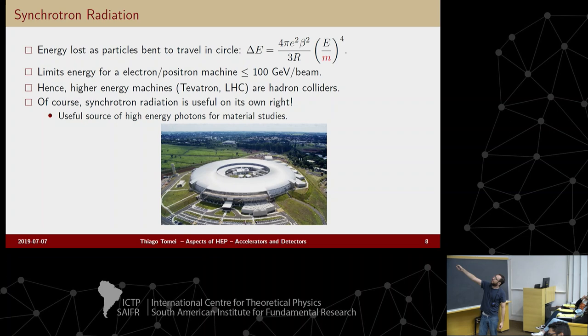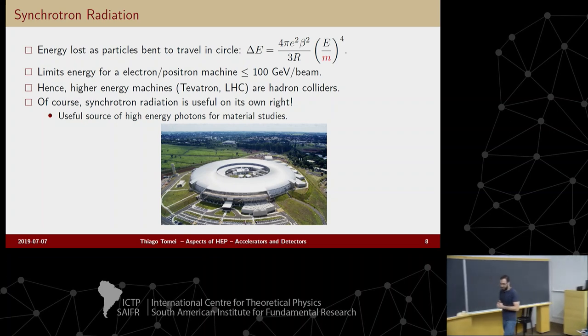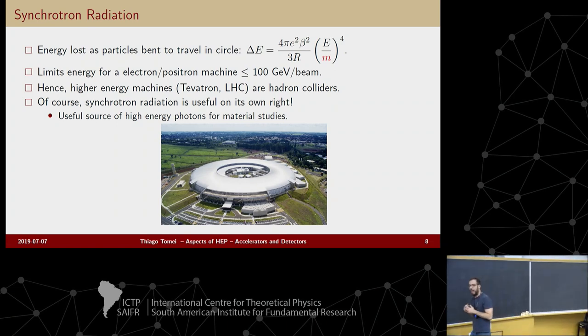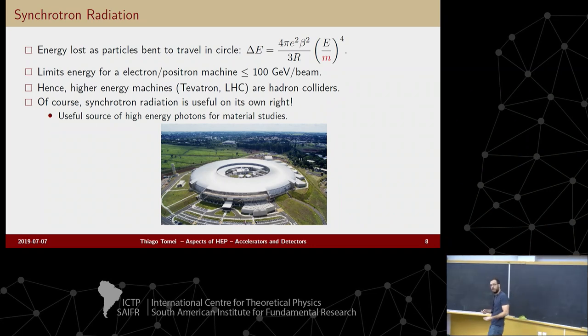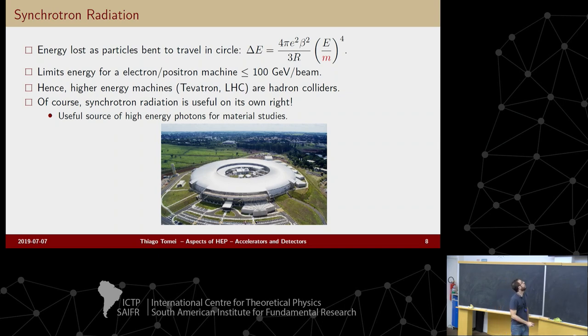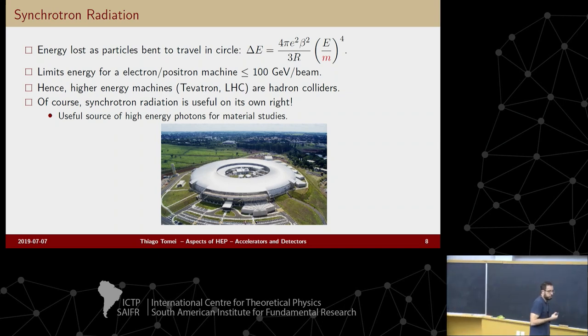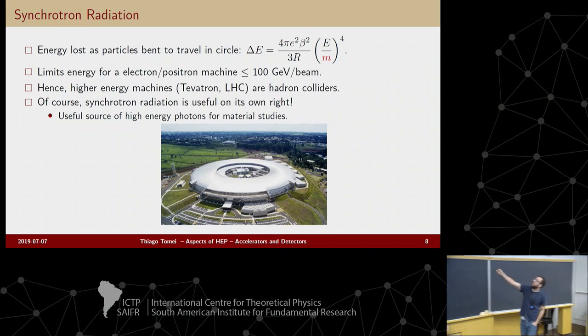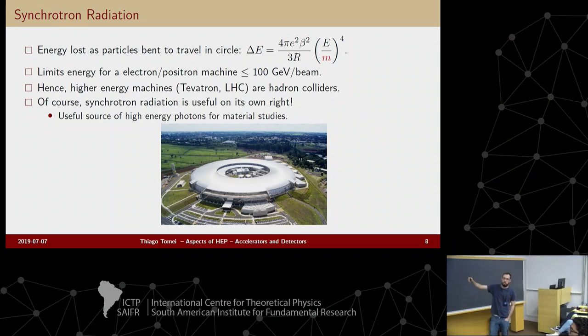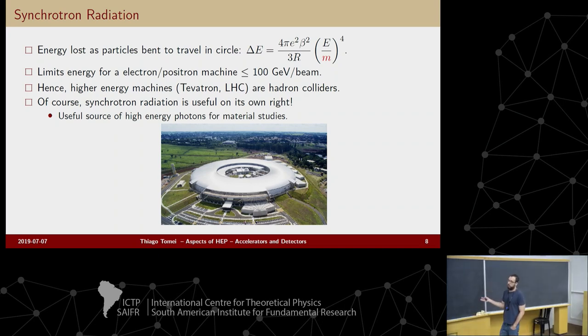It's important to notice this term here, 1 over m to the fourth. To the fourth. This means that light particles, when they are accelerated in a circular orbit, radiate much, much, much, much more than heavy particles. And with today's, or the near past technology, we couldn't really go above 100 GeV per beam for an electron-positron machine. This was the Large Electron-Positron collider that came before the LHC in the same tunnel.